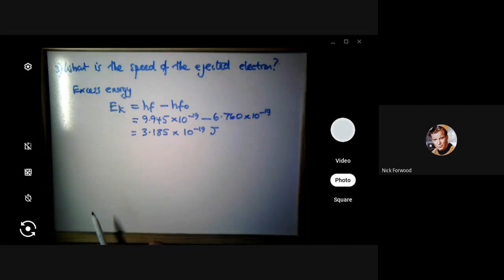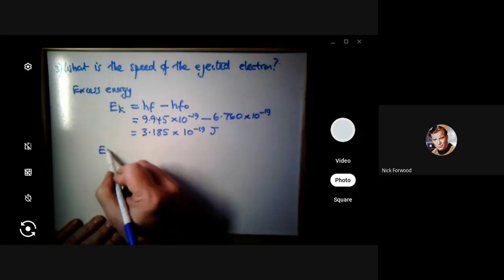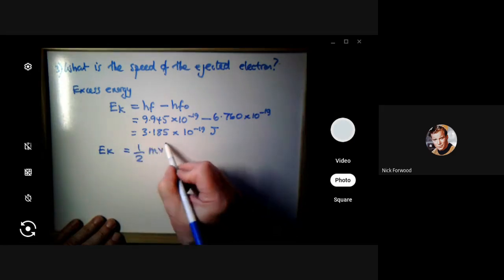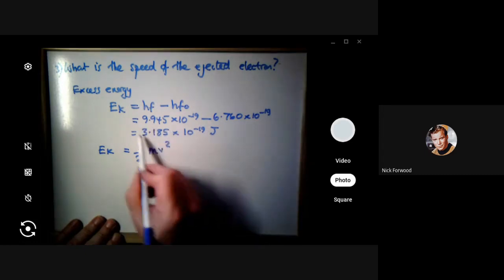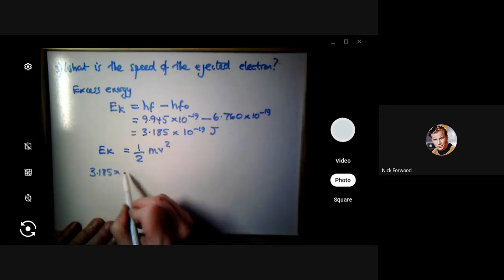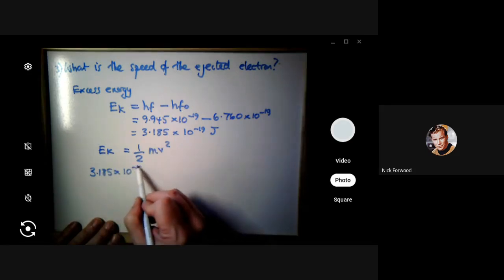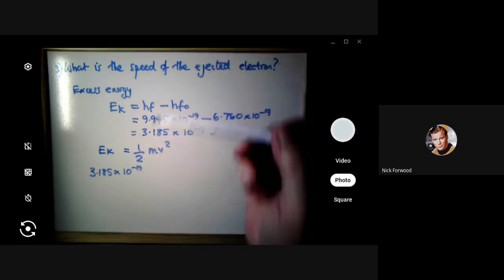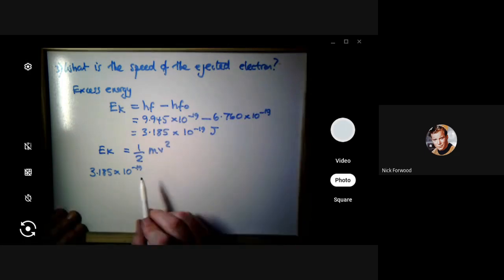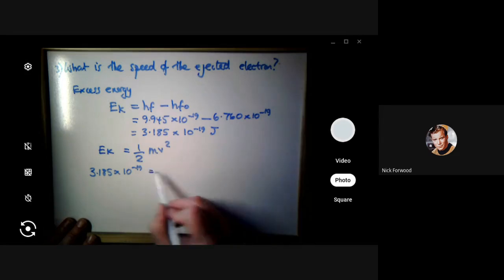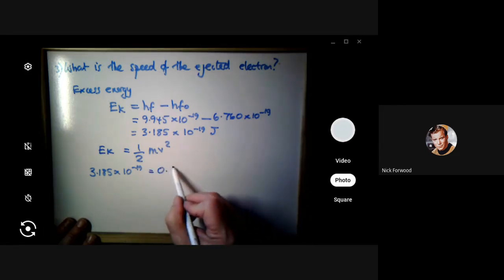So how do we work out what the speed of the electron is? Well, as we mentioned before, Ek is equal to a half mv squared. So I've got this number, 3.185, and again, I haven't made this number shorter, because I'm still using it in my calculations. If you shorten the number right in part 1, that gives you an error in part 2, which gives you an even bigger error in part 3. So it's only the very final answer that we need to have a look at, to 3 significant figures or 2 decimal places. So half I'm going to change to 0.5.